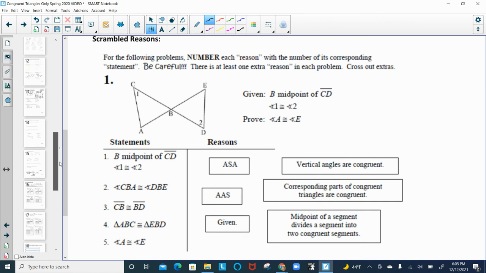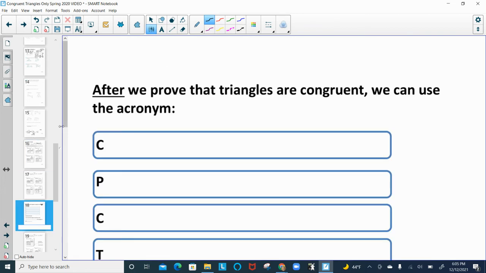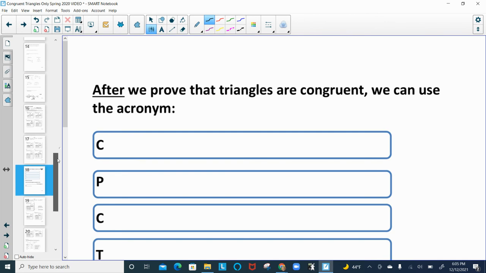But what I'm going to do here is on page 16, I'm going to do a couple of proofs. Then I'm going to jump to page 18 and I'm going to fill this part in and do a couple more proofs. So I'm definitely not going to do all the proofs because we're going to be working on these in class.